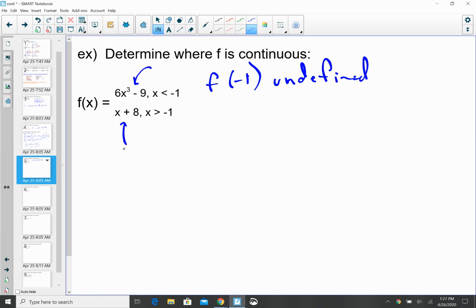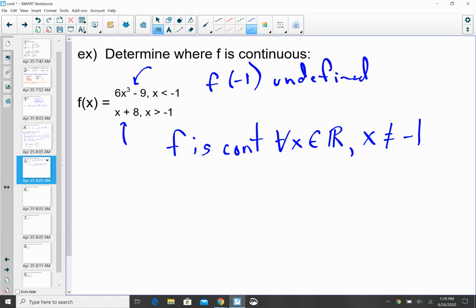Continuous at other places, because again, 6x cubed minus 9 is a polynomial, continuous. x plus 8, continuous all the time. So this is a little break in a graph, but this would actually be a hole in the graph. Once it breaks, I don't need to worry about the other three criteria. I could say right then and there, f is continuous for all values of x that are real numbers, except -1.